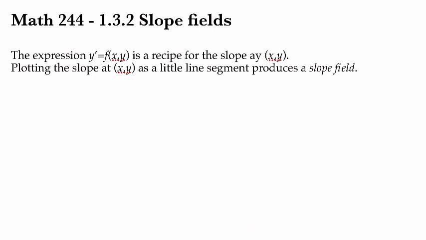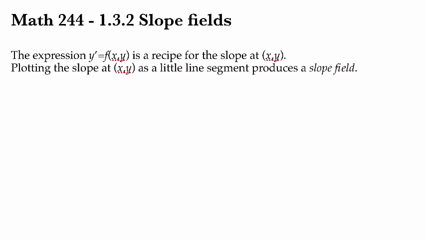So notice that when we have a first order equation written as y prime equals f of x y, this is actually a recipe for the slope at the point x comma y. Oh, I guess that's a little typo. That's supposed to say at. There we go.